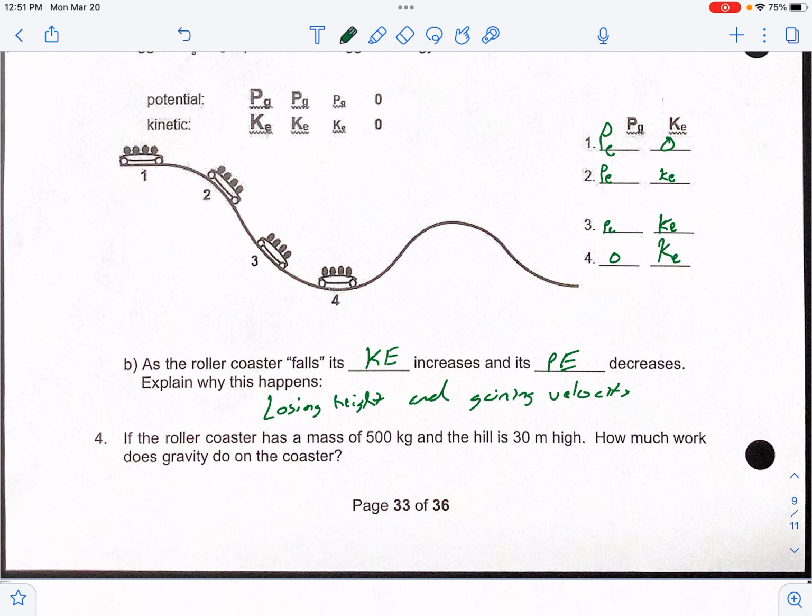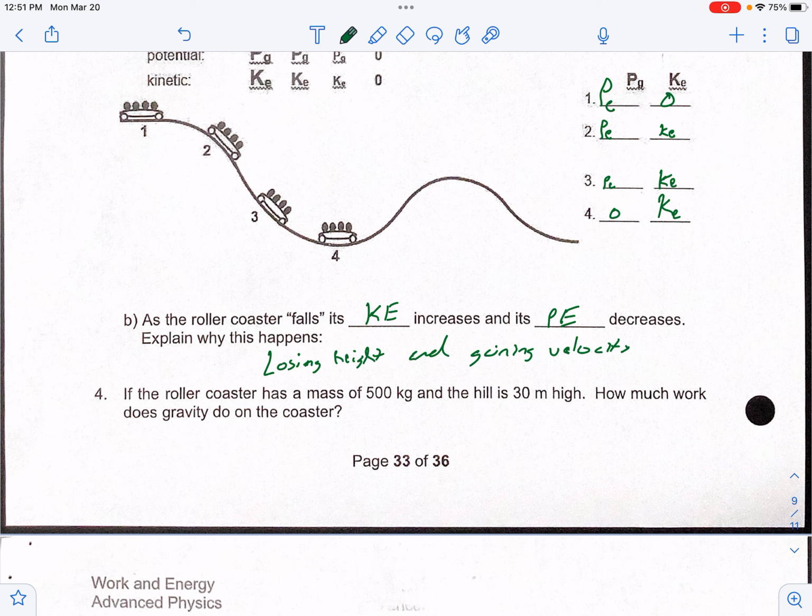Number 4, if the roller coaster has a mass of 500 kilograms and the hill is 30 meters high, how much work does gravity do on the coaster? Okay, so remember, our work is also going to equal our potential energy because we're talking about the top of the hill, which equals mass times gravity times height. So my mass is 500, gravity is 9.8, and then height is going to be 30. So multiply those out, and I get 147,000 joules.